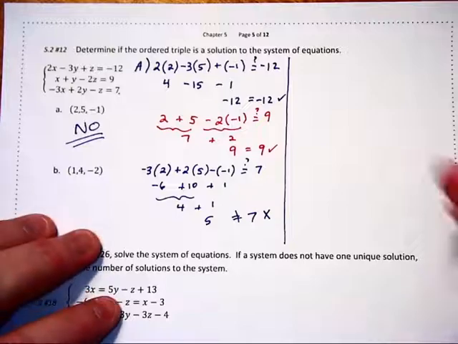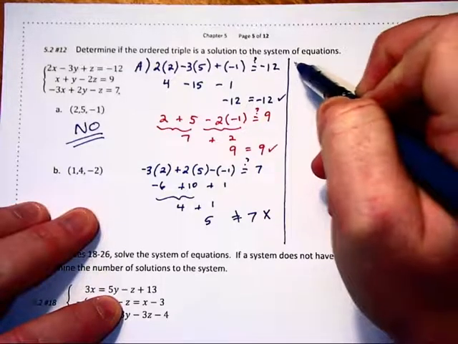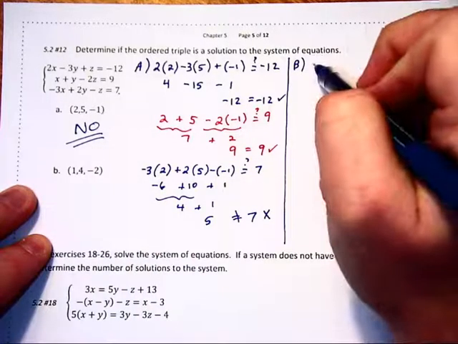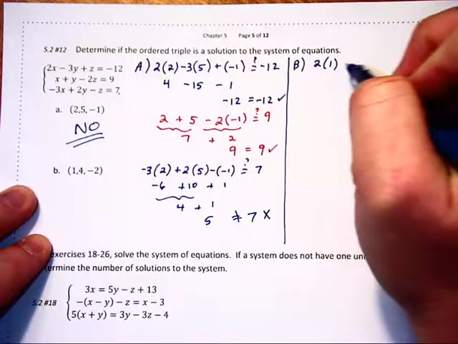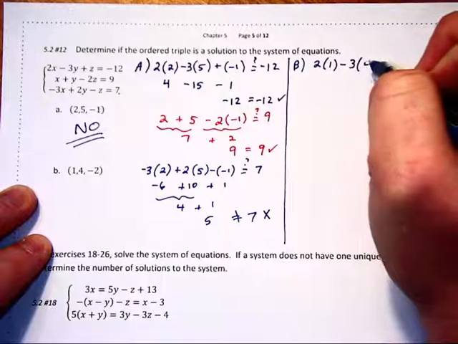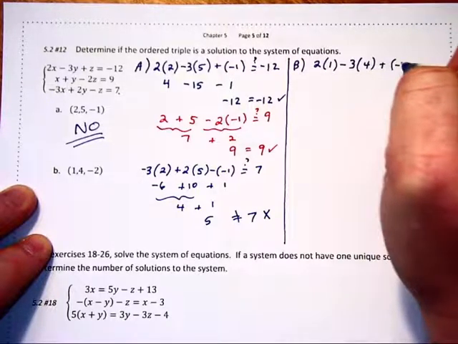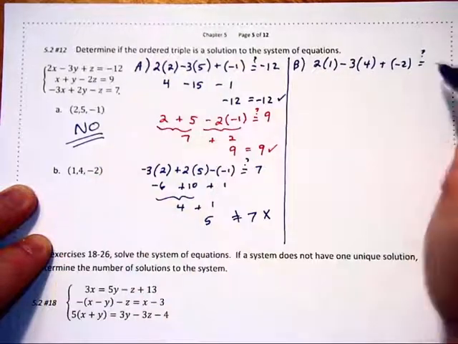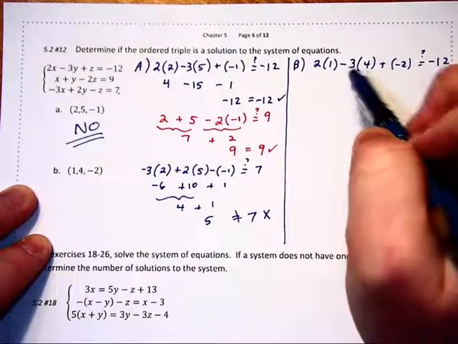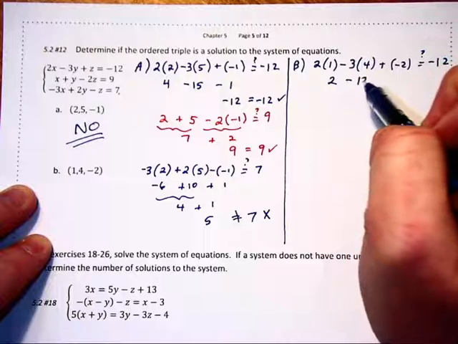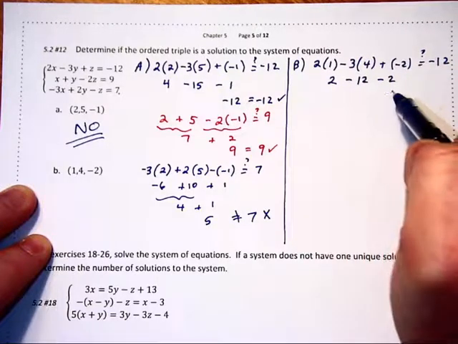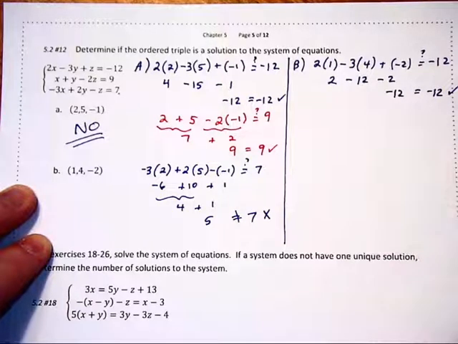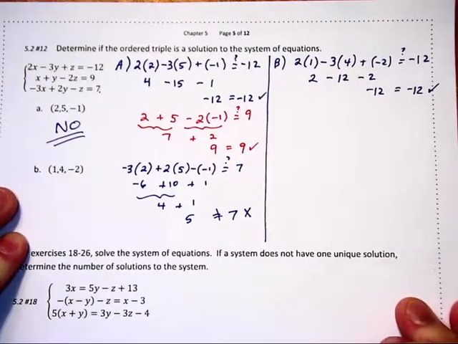Now I've zoomed in a little bit further. So here we go. Part B. Substitute into the first equation first. 2 times 1 minus 3 times 4 plus a -2. Is that equal to -12? Well, we get 2 minus 12 minus 2, which is -12, equals -12. So yes, it works in that first equation.